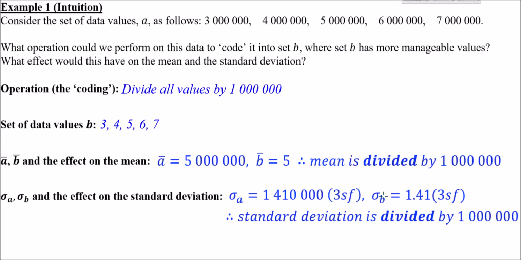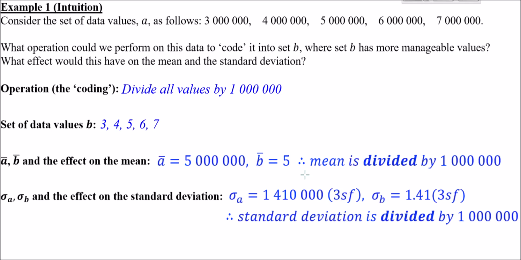The standard deviation of A was about 1,410,000. The standard deviation of B was 1.41. So again you can see, to go from A to B, the standard deviation has been divided as well by the same factor of 1,000,000.